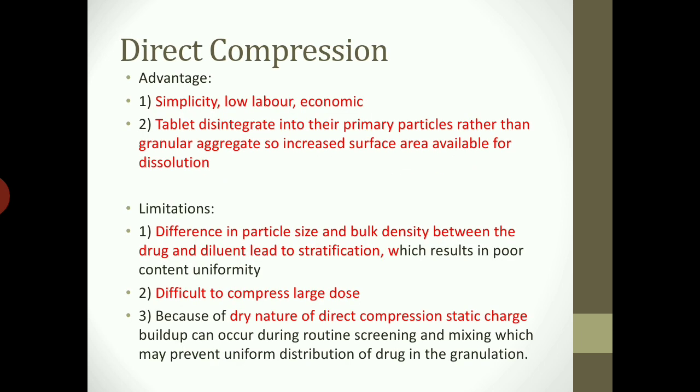Next, we will go through direct compression. The steps involved in direct compression are: first is weighing, next to that is sieving, next to that is blending, next is addition of extragranular material, and the last one is compression. So the number of steps involved is much less in comparison with the previous methods of manufacturing tablets.